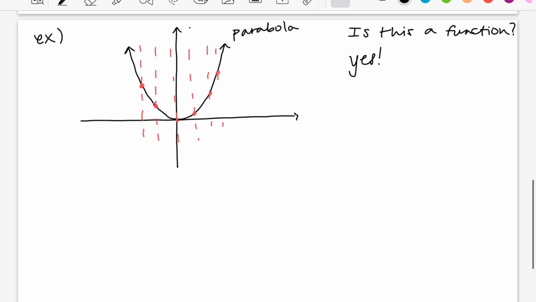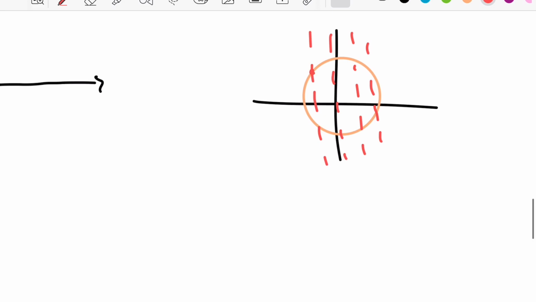So just a quick example, if we were to have a circle and we wanted to figure out if this was a function, we again would use our vertical line test. So we can draw a bunch of vertical lines like this, and as you can see, zoom in, our vertical lines are intersecting our circle at 2 points. Every line will intersect our circle at 2 points, so this would not be a function.